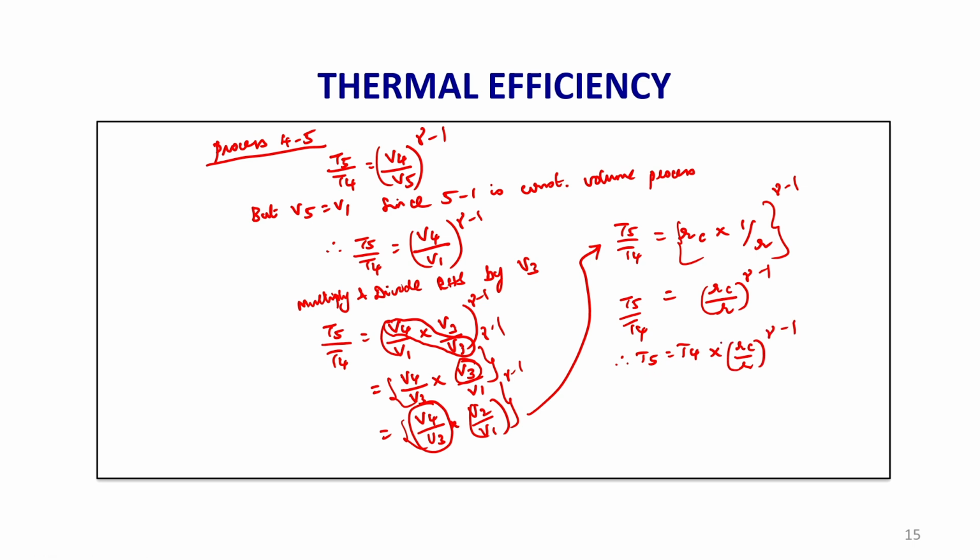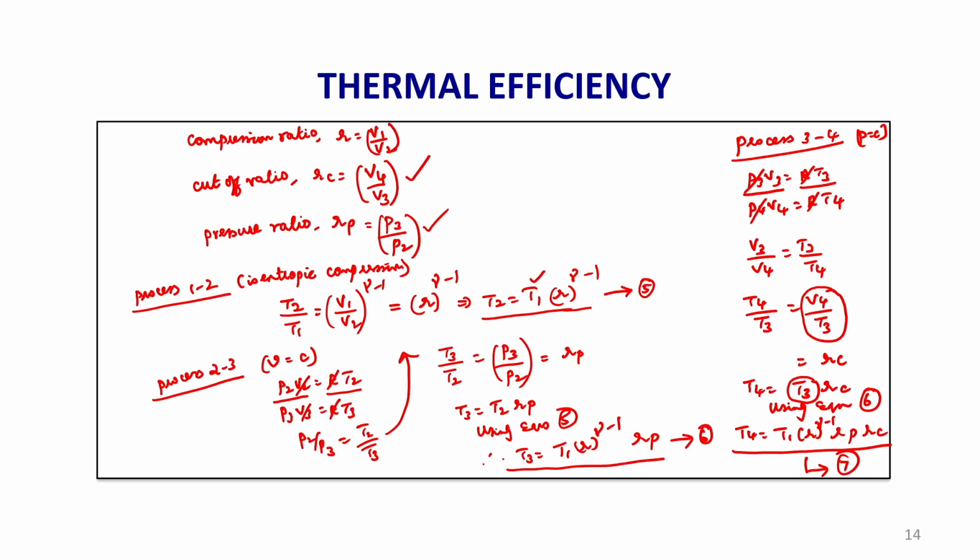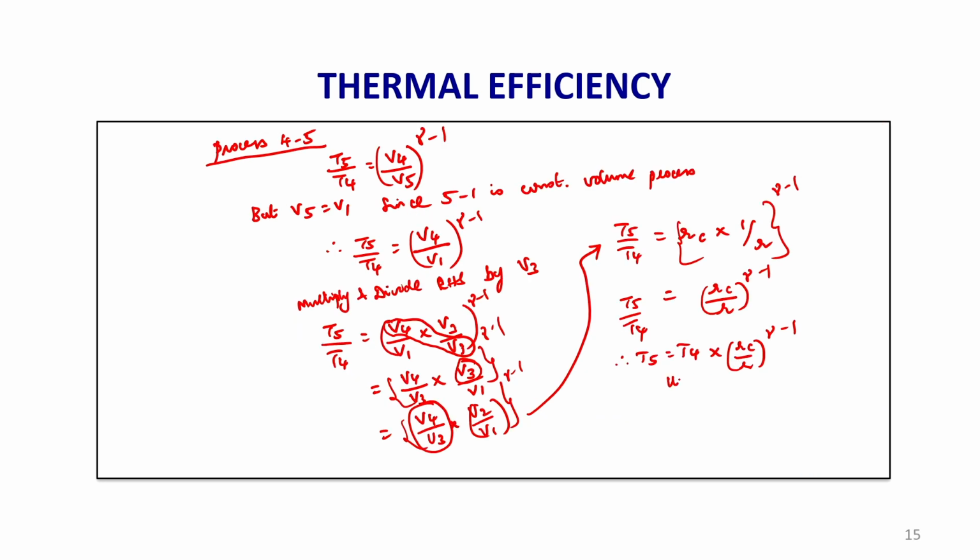Now, I have expressed T5 in terms of T4. What is T4? T4 from equation number 7 is T1 into R power gamma minus 1 into pressure ratio into cutoff ratio. I am going to use equation number 7 here. So, T5 equal to, instead of T4, take the value from equation number 7, T1 into R power gamma minus 1 into pressure ratio into cutoff ratio, multiplied by this term RC by R in whole power gamma minus 1.